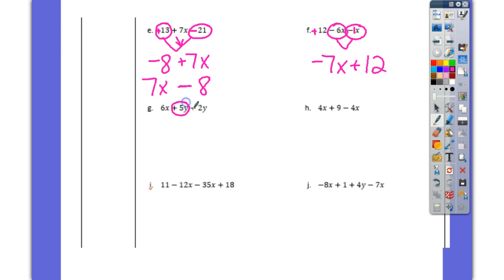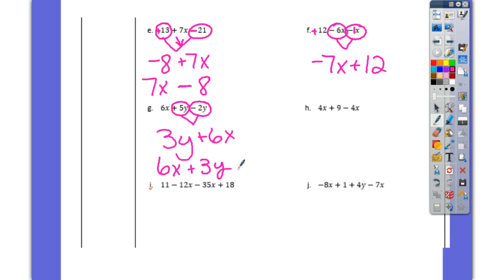Show me on your boards, what do you get here? 5y minus 2y. You all had the correct answer. 5y minus 2y is 3y. And then you bring your 6x down, plus 6x. Some of you had it written that way. Some of you had it written with your 6x first, and then you went plus 3y. Either one is correct.